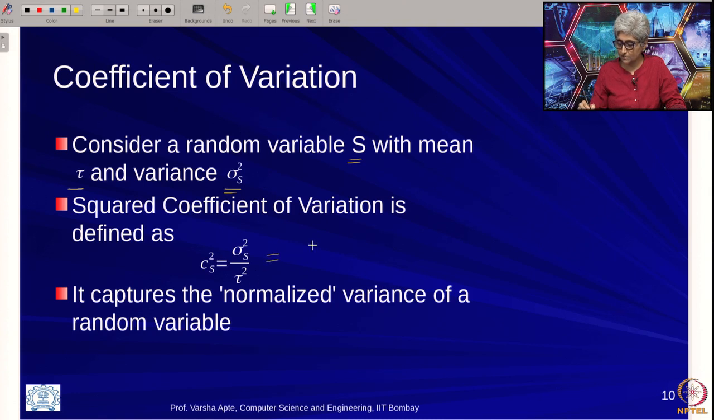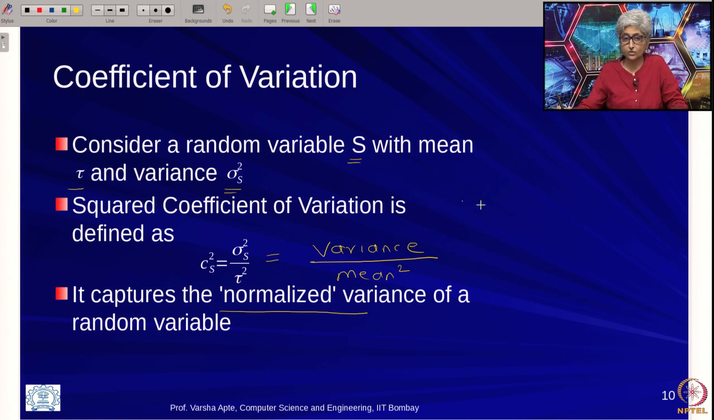What is this? This is basically variance by mean squared. Why is this particular metric useful? It is basically like a normalized metric of variance. So, what do I mean? Let me give an example.